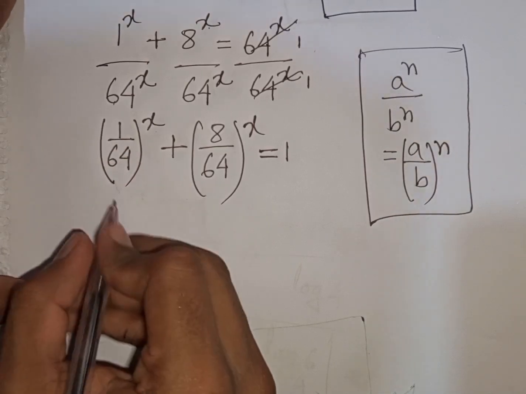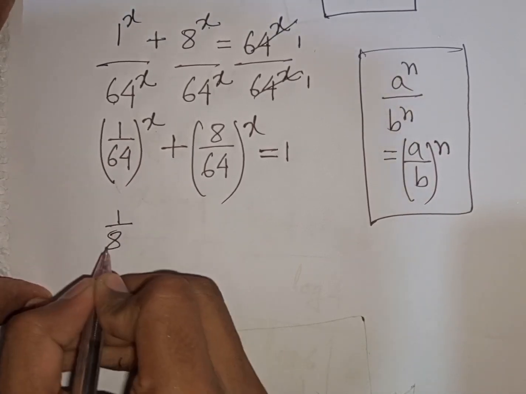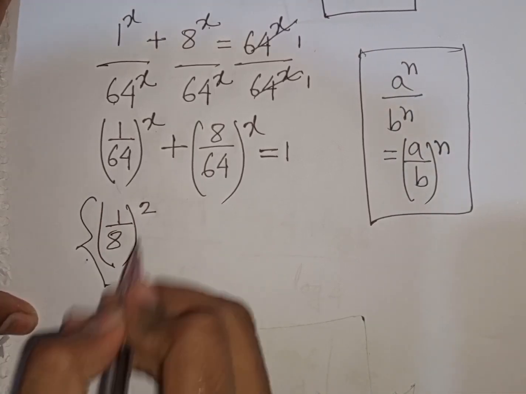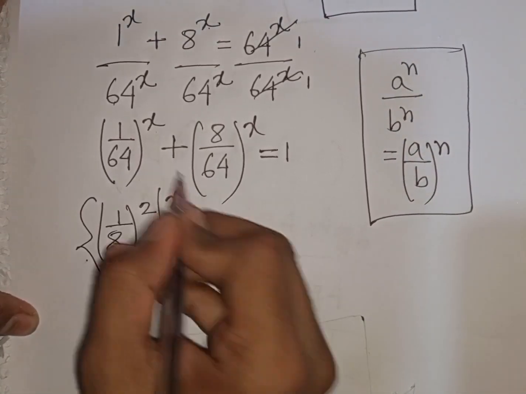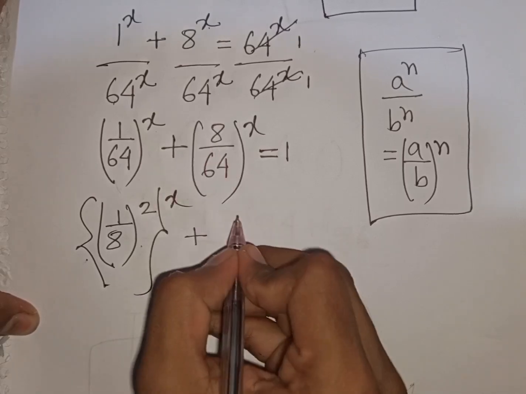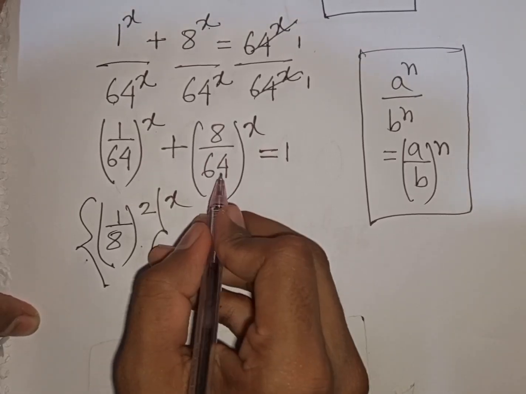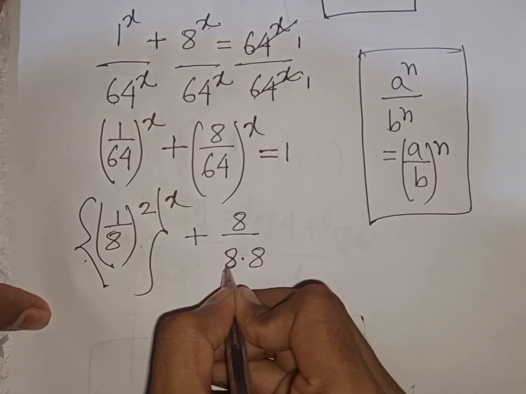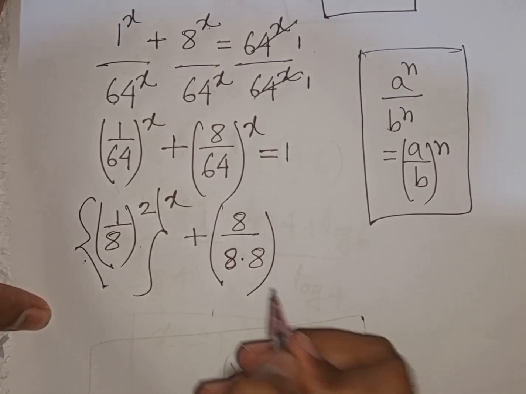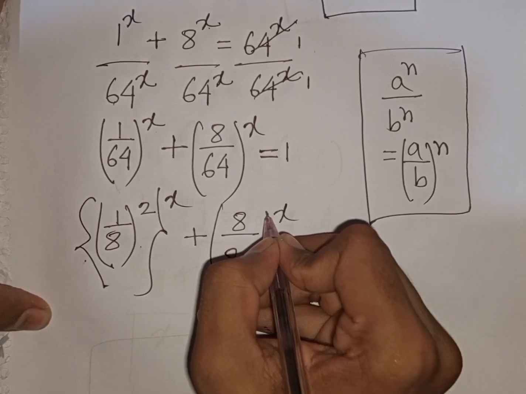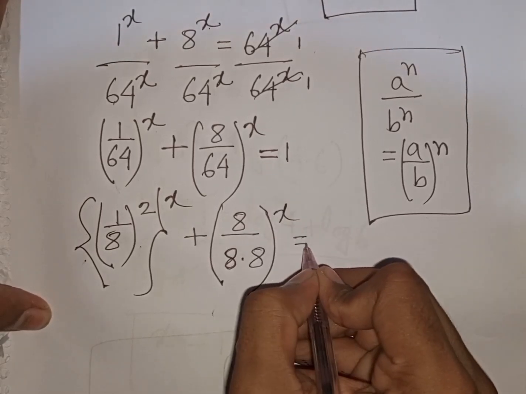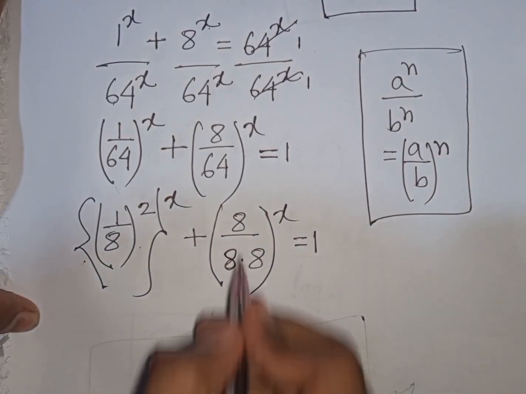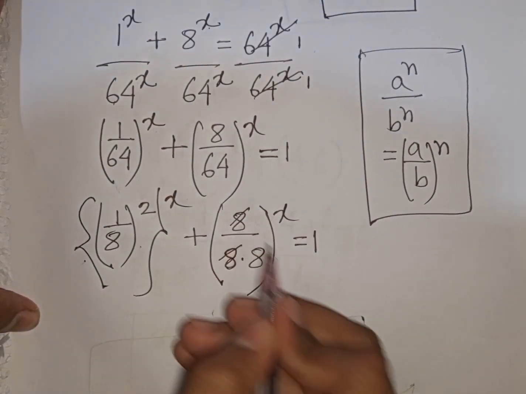Now, 1/64 can be written as (1/8)^2, then the second bracket to the power of x, plus 8/64 can be written as 1/8, then bracket to the power of x is equal to 1. Now, we see this 8 will be cancelled.